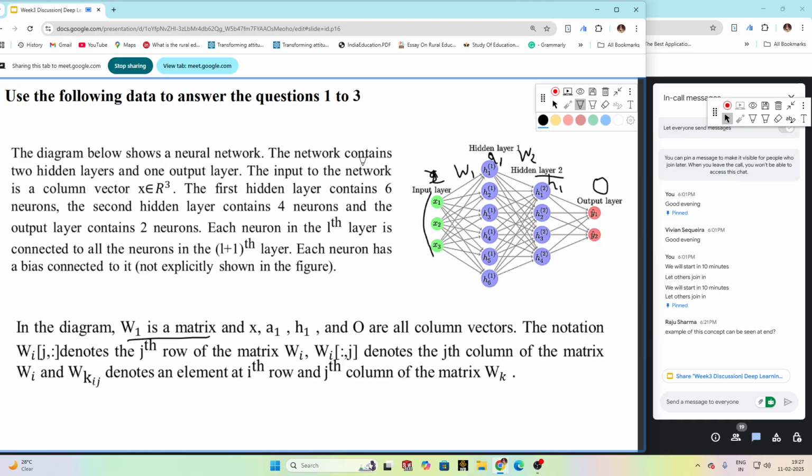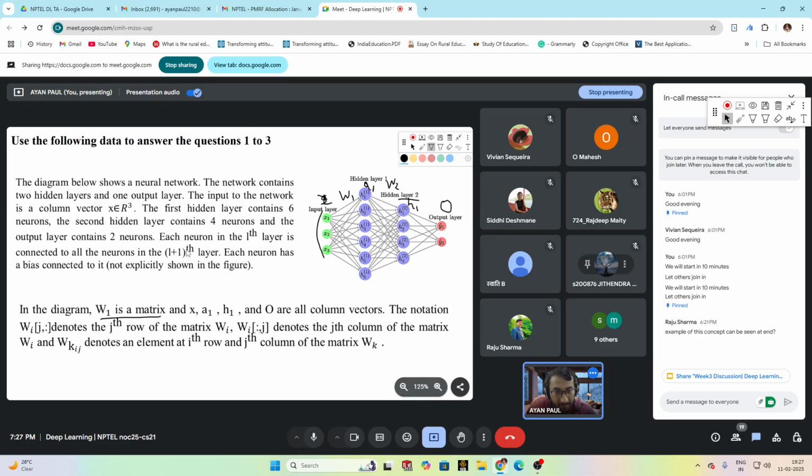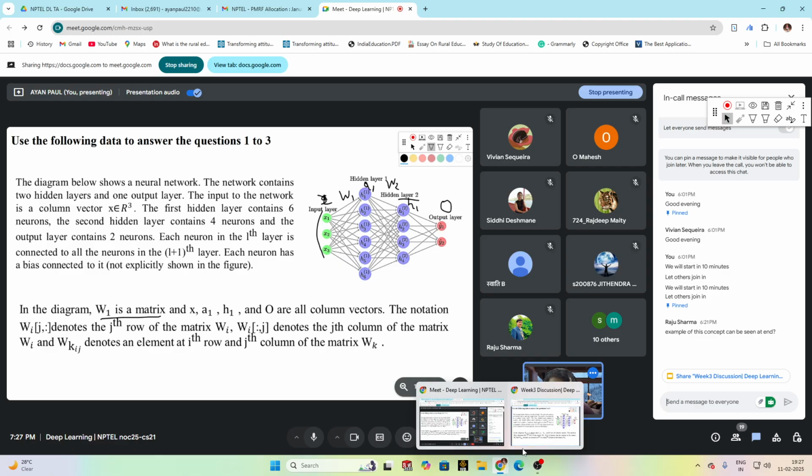So any guesses? Am I audible to all of you? Yes, audible. Okay, so any guesses? What are the dimensions of X, W1, A1, W2, H1, O? What is the dimension of the matrix? No guess. Okay, strange.